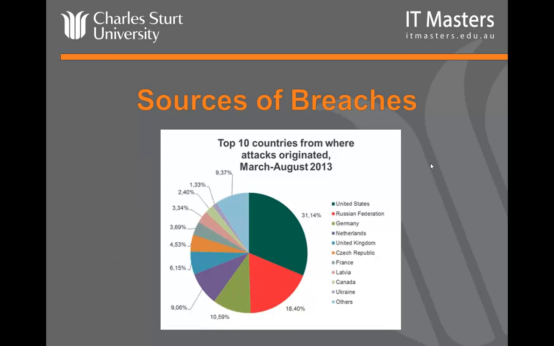So, sources of breaches. This is a little bit dated now, but for August 2013, you can see the top 10 countries from where attacks originated: the US, Russia, Germany. As you can see, it's all over the place. It's interesting that China's not on there, but it can come from anywhere. The point I'm trying to make with this slide is that you don't know where it's coming from externally. You've got no hope in hell. But we do know that a lot of attacks come from the inside. It's great that we get projects up and spend lots of money on technology on the outside. We try to make a hard, crusty shell around the outside of our network, but we're all soft and gooey on the inside. And that can sometimes be our biggest problem.